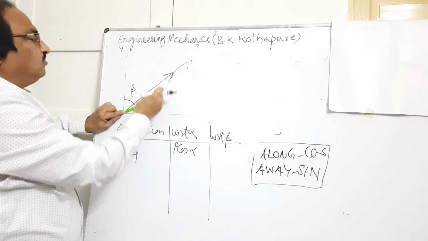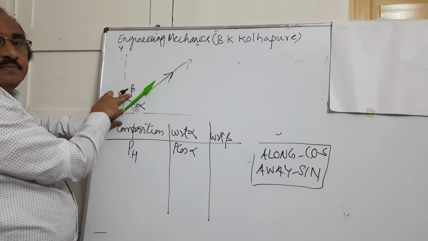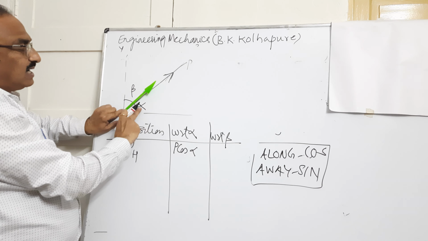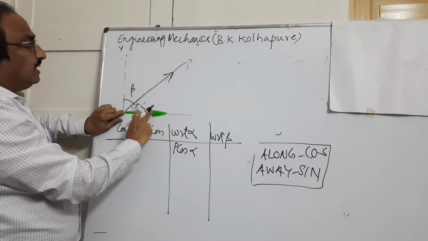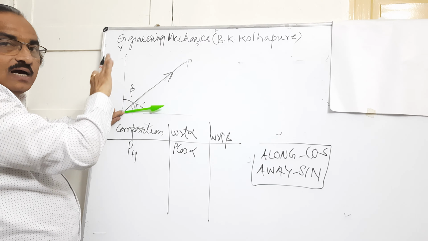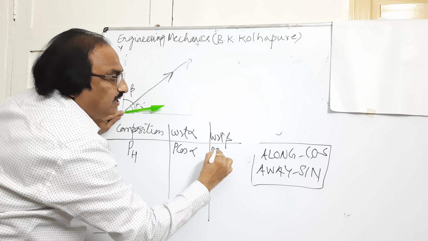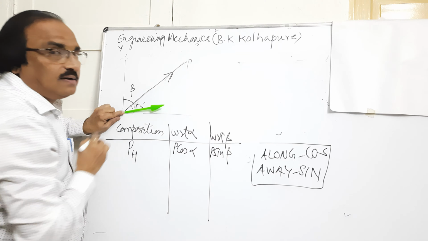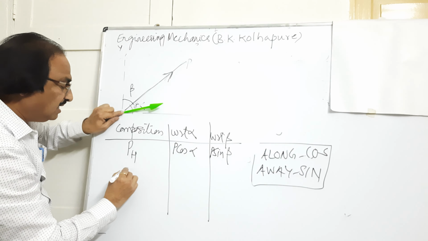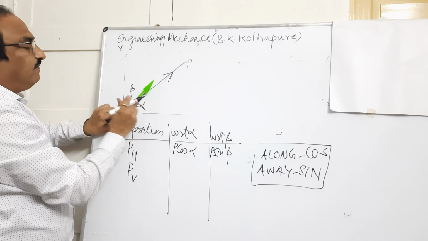Now same force, if I want to resolve horizontally with respect to beta. Now see, with respect to, forget alpha. So with respect to beta, if I resolve it horizontally, I am going away from beta. And what is away? Away is sine. So it will be P sine which angle? Beta. P sine beta.